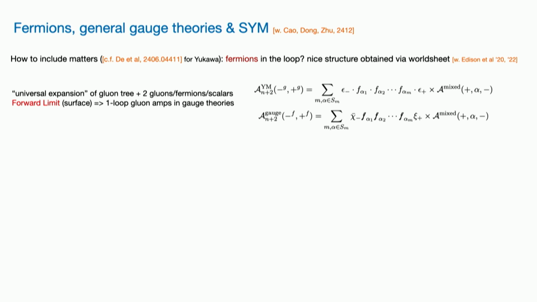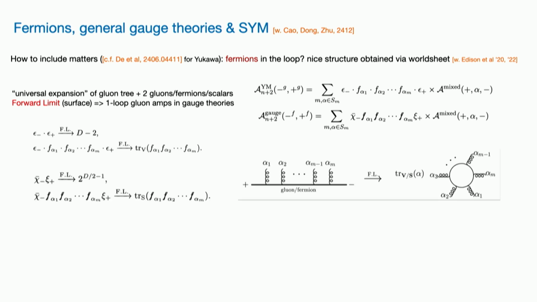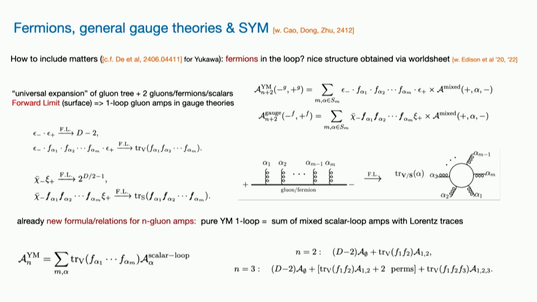We know very well that if you have a tree-level amplitude with n gluons and an additional pair of particles, either a pair of gluons or fermions, there's a very nice expansion into gauge-invariant building blocks times some mixed amplitude with scalars. We use the surface language to help us take the forward limit. So if you have a gluon line or fermion line, you just glue it to form a loop. The prefactors also naturally become loop-level, but become the trace, either the Lorentz trace or the spinor trace of these field strengths. So in this language, already for pure Yang-Mills, you get a beautiful one-loop expansion.